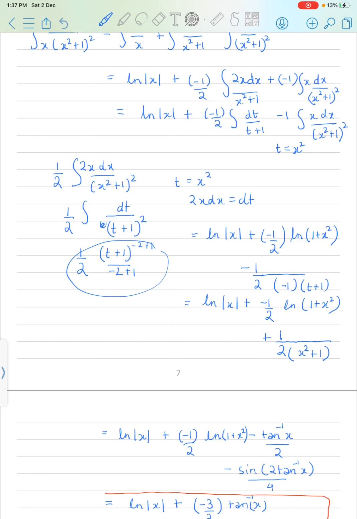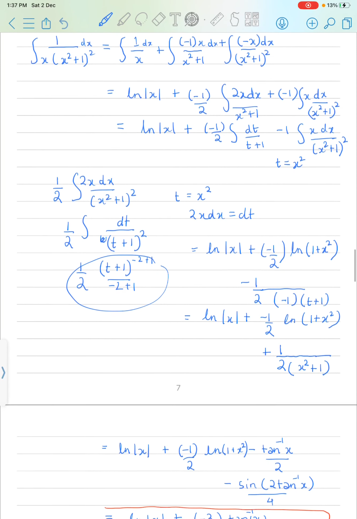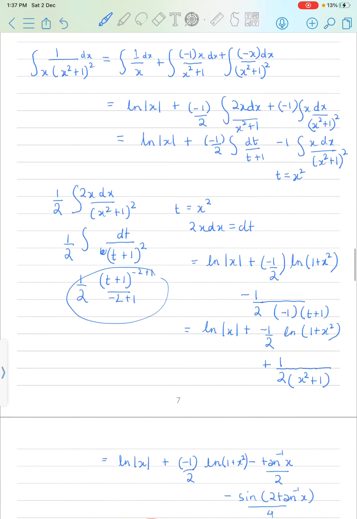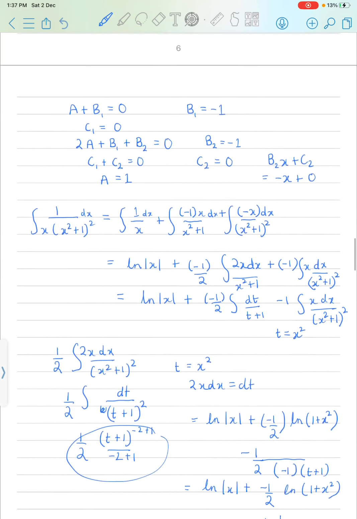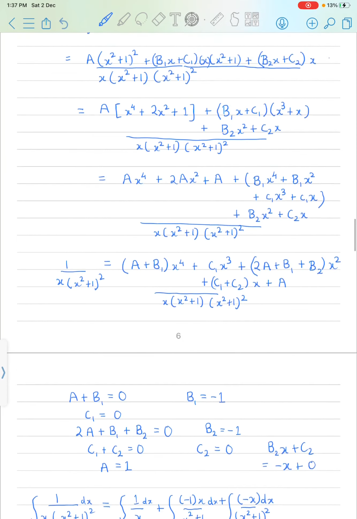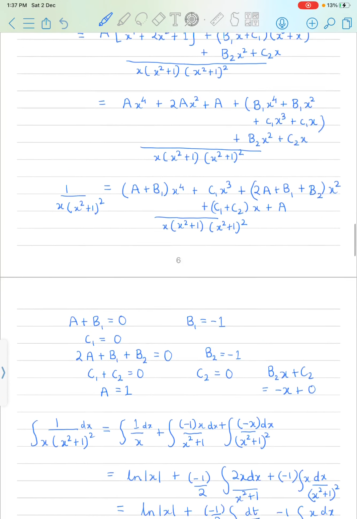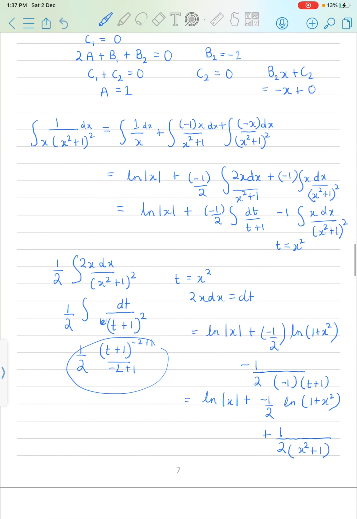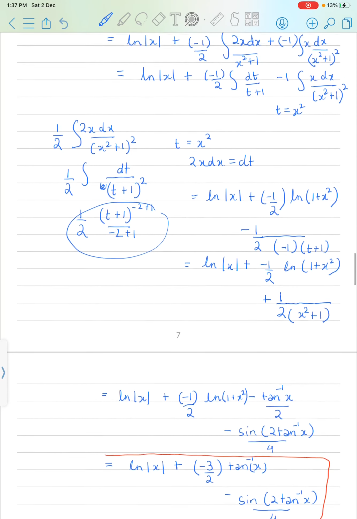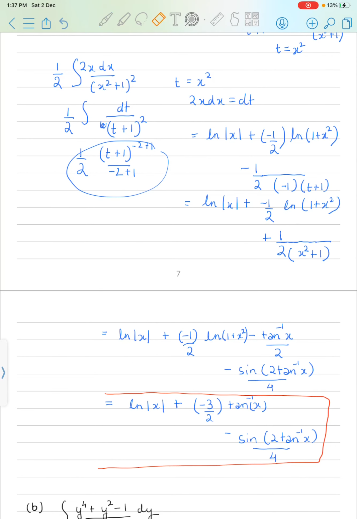Okay, so this solves question number 2 3a. Yeah, this thing I have written wrong.